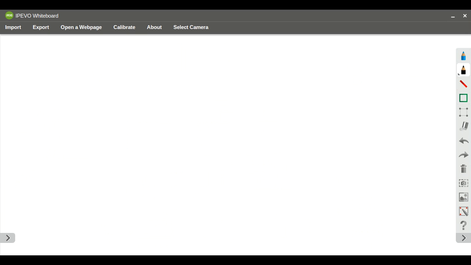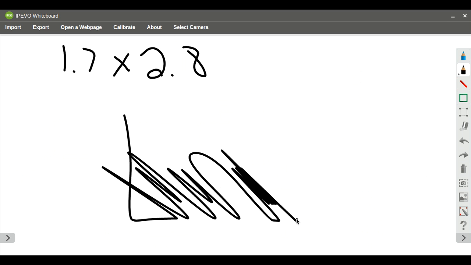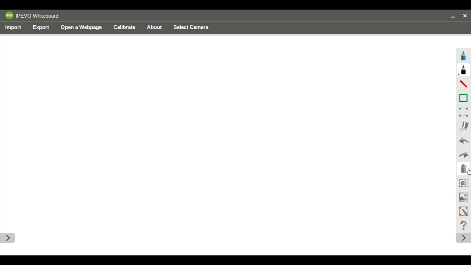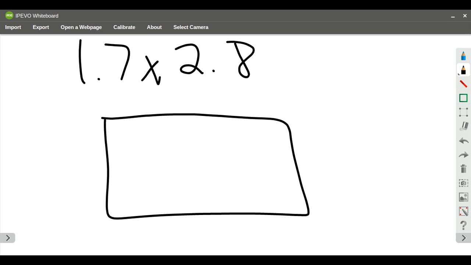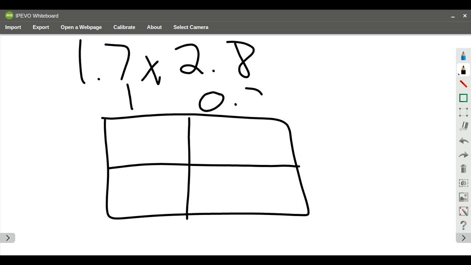Okay, so let's take a look at the convince me. So I'm walking 1.7 miles, and this time I'm going to walk it in 2.8 hours. So I'm going to do the same thing. I'm going to draw my square, and I'm going to break my values apart. So here I'm going to have 1.7, and on this side I'm going to do 2 and 8 tenths. And then I'm just going to multiply and see what I get. So 2 times 1 is going to be 2. 2 times 7 tenths.